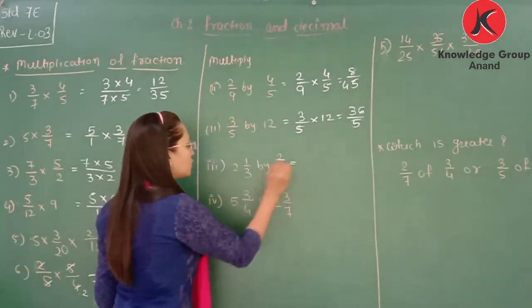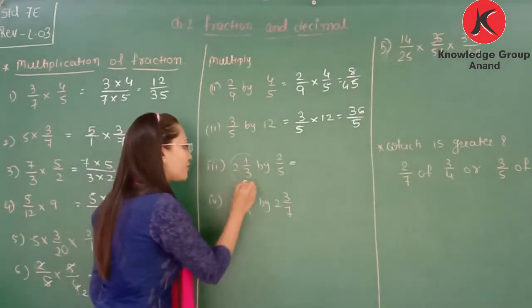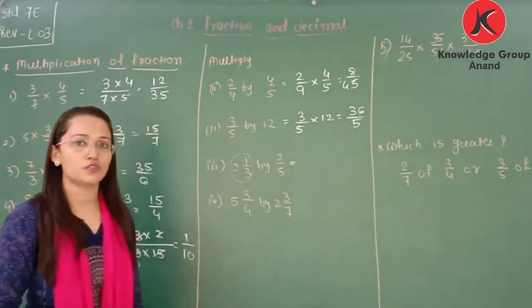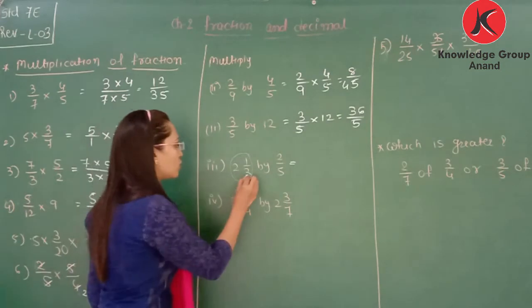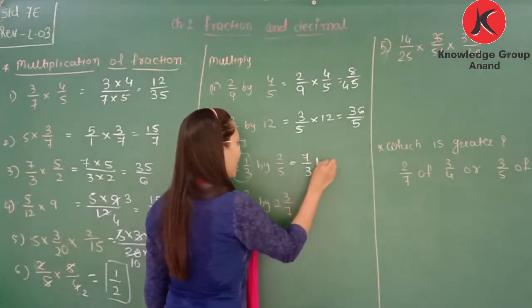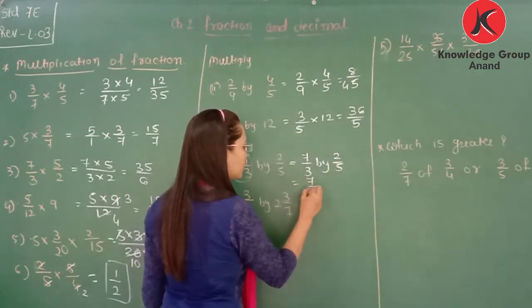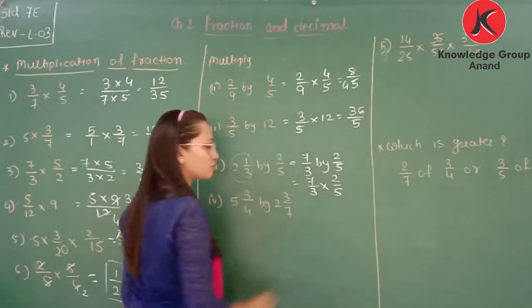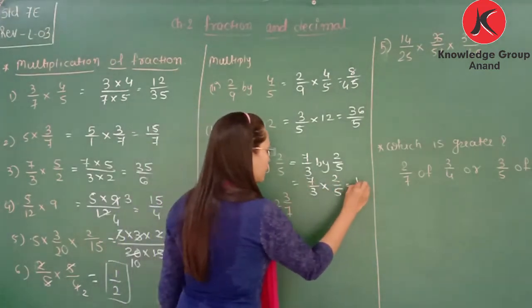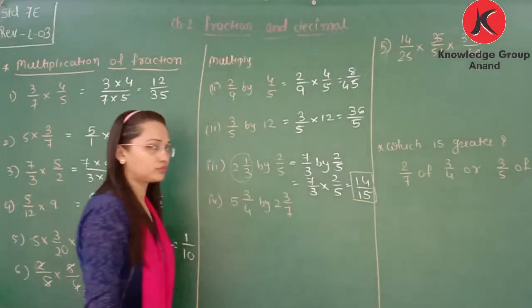Now for next, 2 1 by 3 by 2 by 5. So here a mixed fraction is given, so convert this mixed fraction into an improper fraction. 2 3s are 6 plus 1, 7 by 3 by 2 by 5. So here you need to write 7 by 3 multiply 2 by 5. 7 2s are 14, 5 3s are 15. So this will be our answer.